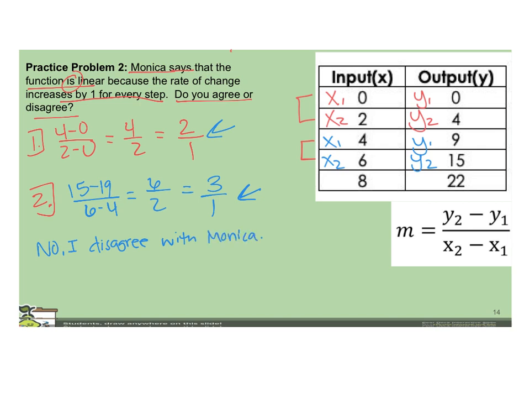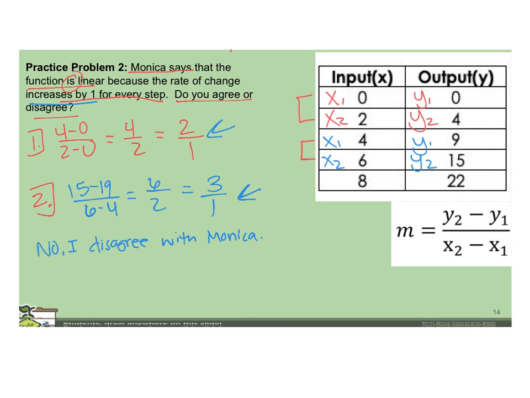Now, there's a few reasons why I disagree with her, but the first, I'm just going to say this is not linear because the rate of change is not constant. But Monica also said the rate of change is increasing by 1 for every step. Now, I don't know if she means it's going to be 2, then 3, then 4, or if she means the rate of change was 1 each time. I'm not sure. But either way, she's wrong.